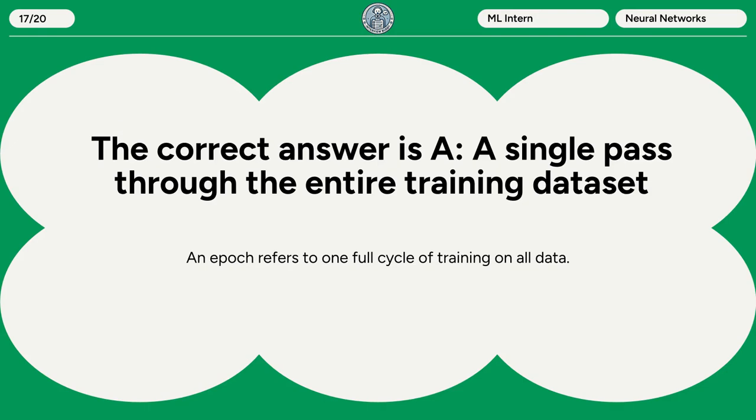The correct answer is A. A single pass through the entire training dataset. An epoch refers to one full cycle of training on all data.